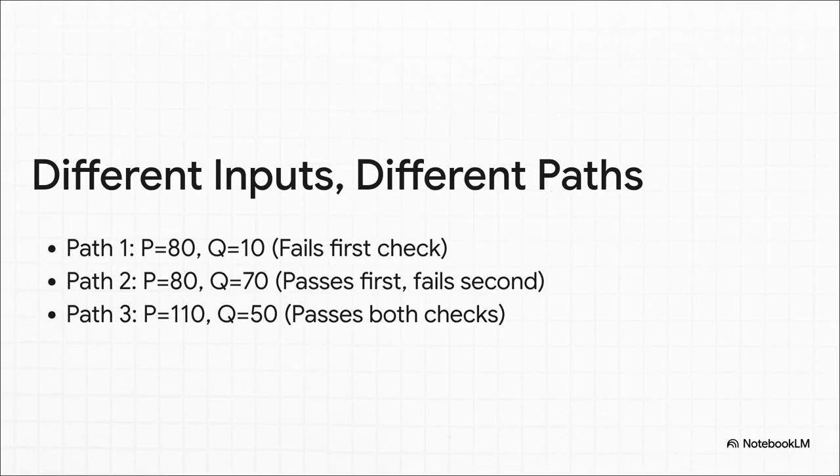For path 1, P is 80 and Q is 10. The sum is 90, so we fail that first check right away and we're done. That's one path. For path 2, P is 80 and Q is 70. The sum is 150, so we pass the first check, but then we fail the second one because P isn't over 100. That's a totally different path. And finally, for path 3, P is 110, so we pass both checks. That's a third unique path. Path testing means we have to come up with tests that trigger all of these routes.